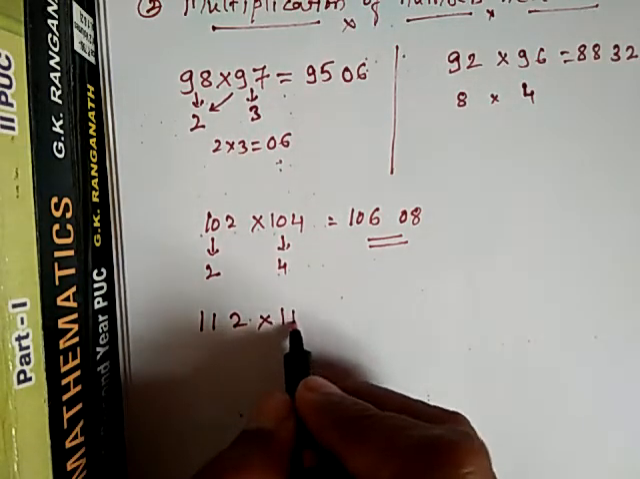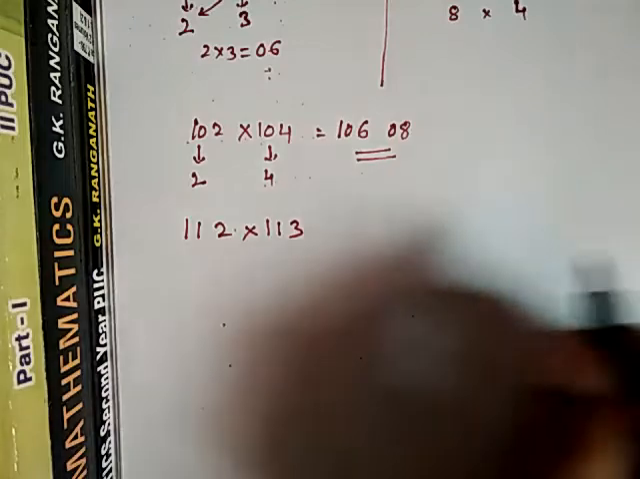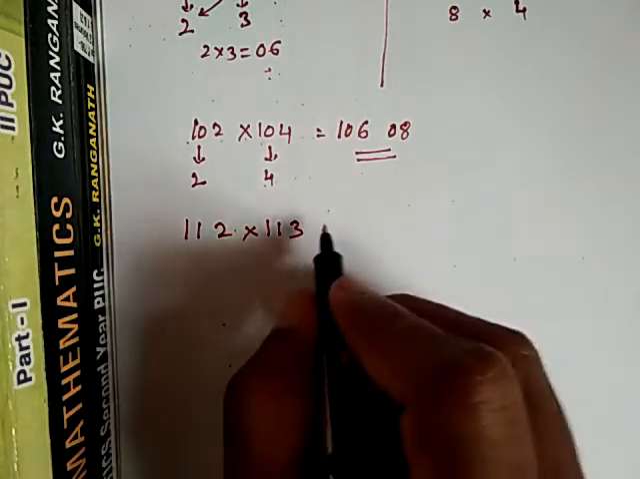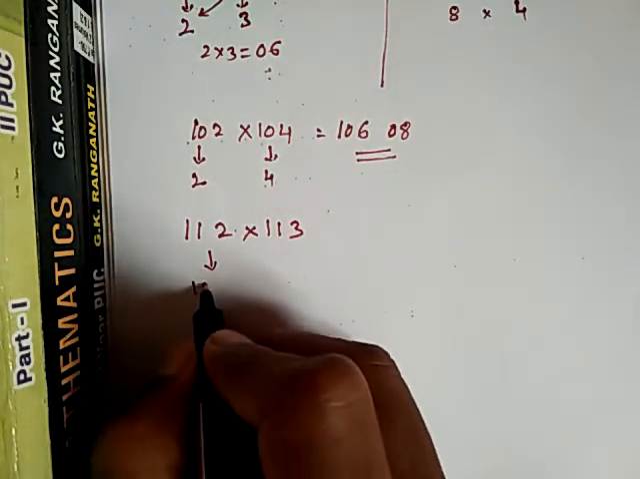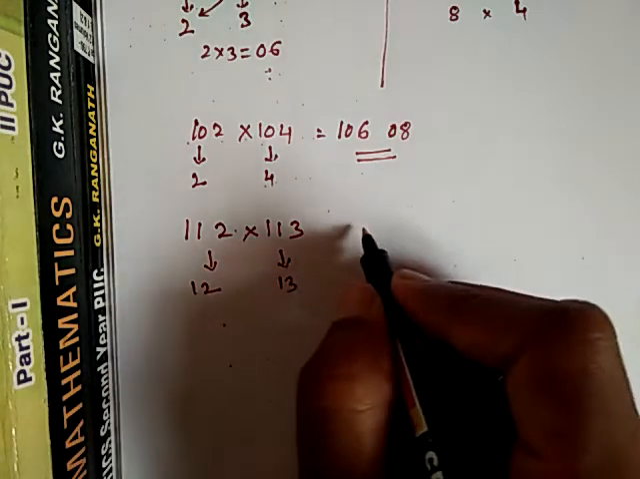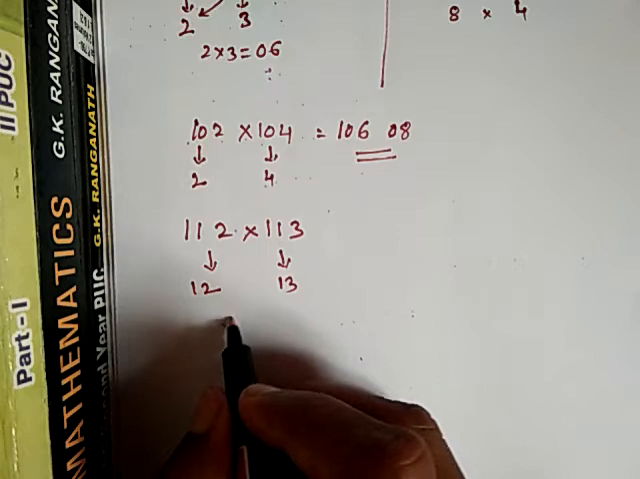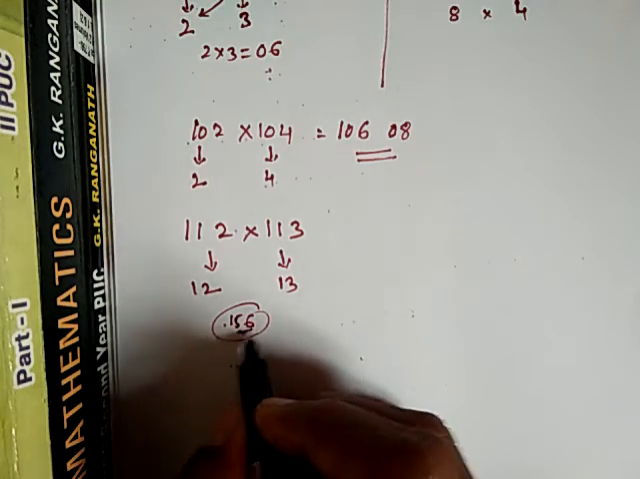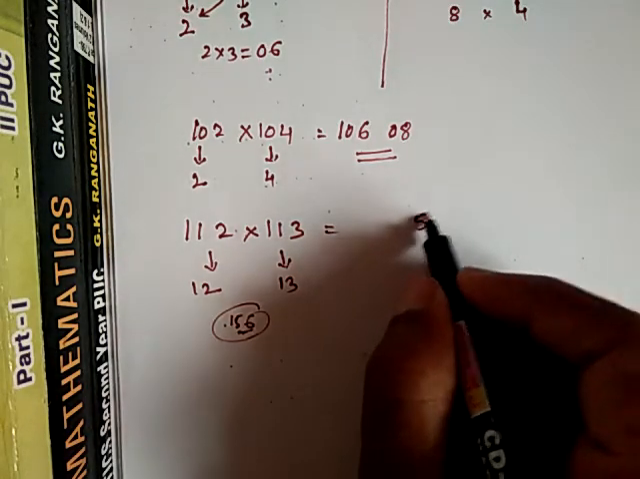112 into 113 I will take, so that you will get the idea. So now what is the difference here? 12. What is the difference above 100? It is 13. So 12 into 13, as we know, is 156. So 156 is there. Last two digits you have to write here: 56.